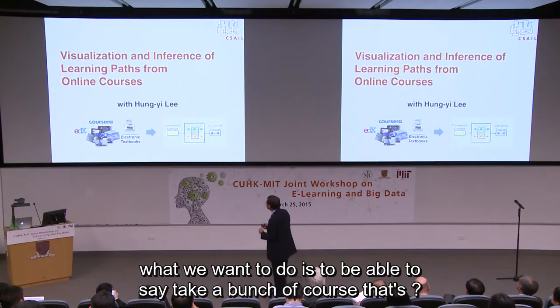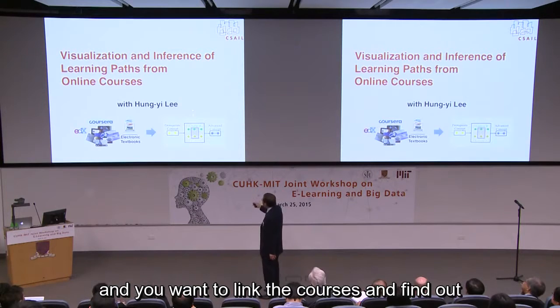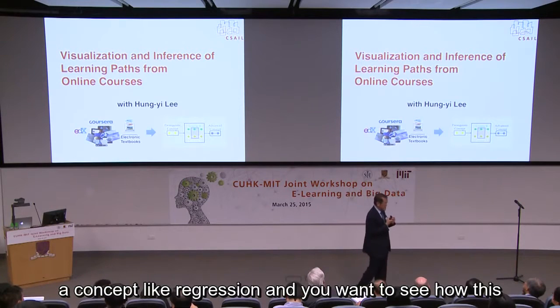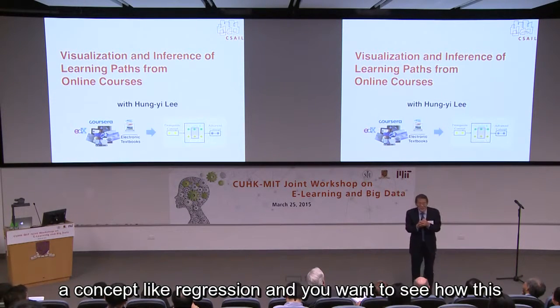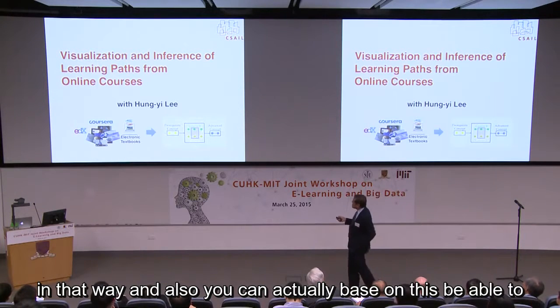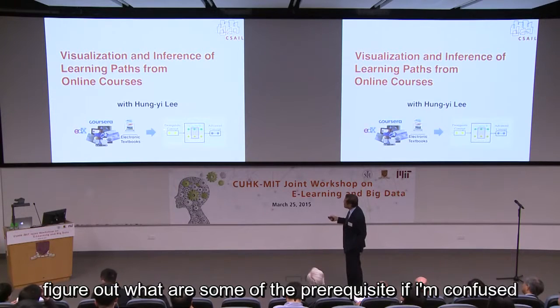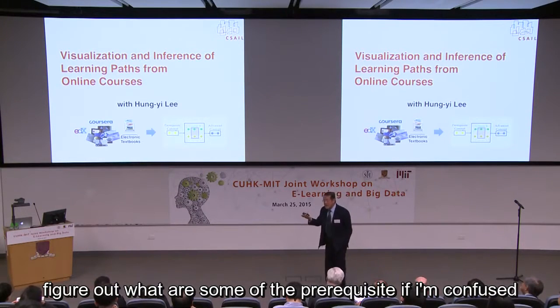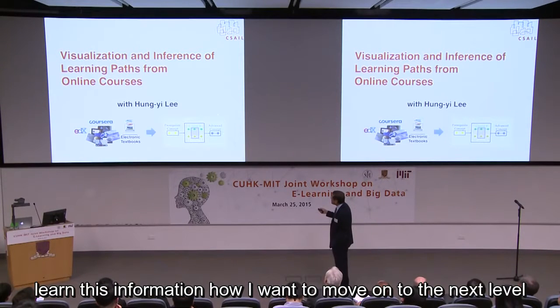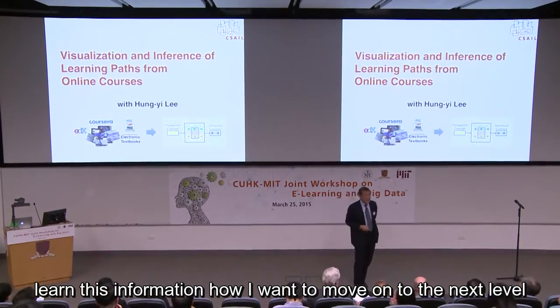So what we want to do is take a bunch of courses coming in and link them, so that across different courses, if you want to learn a concept like regression, you can see how this teacher teaches it and how the other teacher teaches it, and link the material that way. Based on this, you can also figure out some of the prerequisites. If I'm confused, I want to know how far back I have to go to pick up the necessary background information. If I'm bored because I already learned this information, I want to move on to the next level of more advanced material.